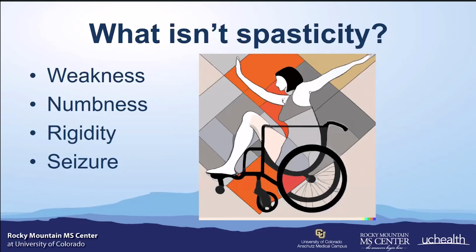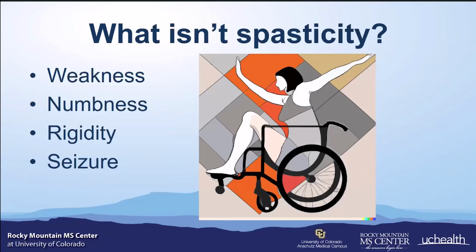Rigidity can be a symptom of other neurological conditions like Parkinson's disease, but there the increased tone is not velocity dependent. It doesn't matter how quickly or not quickly you move the limb. There's an increase in tone and a resistance to movement.